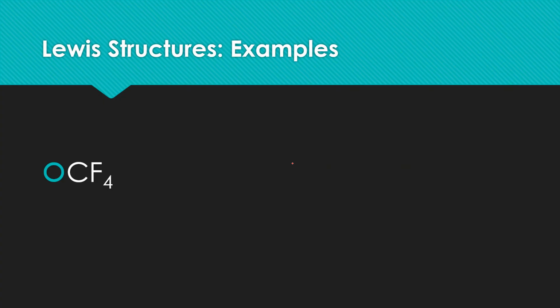So here's an example. Carbon has four valence electrons, and fluorine has 7. So 7 times 4 is 28. So we have 32 electrons to work with. That's my total valence electrons. So looking at how it's structured, almost always, unless I tell you otherwise, the first atom is going to be the one in the middle. So what this looks like is a carbon surrounded by 4 fluorines.